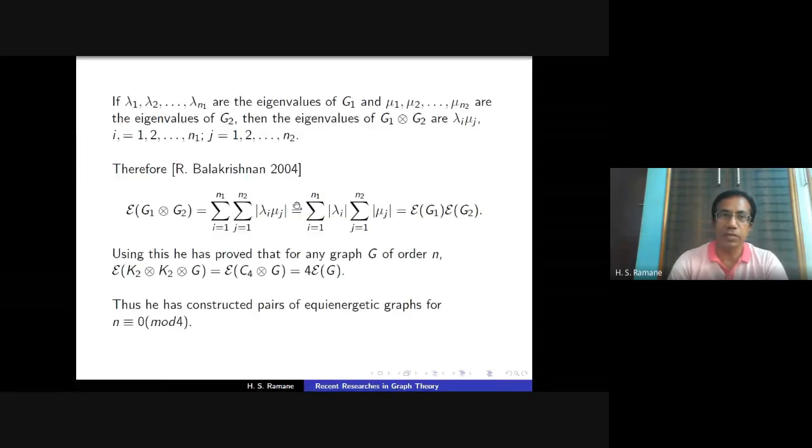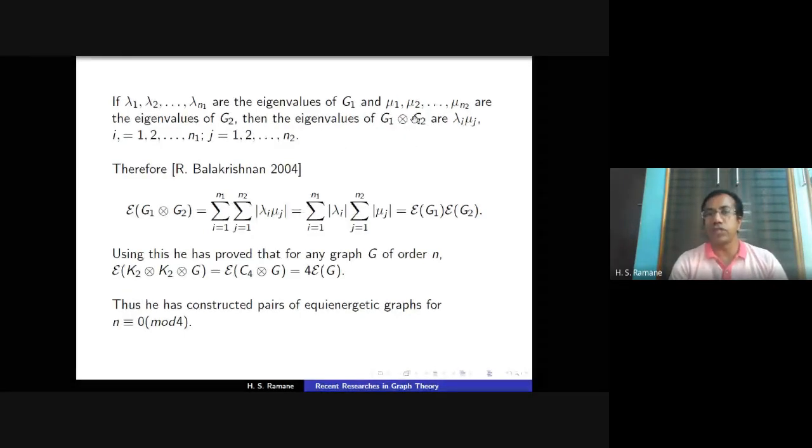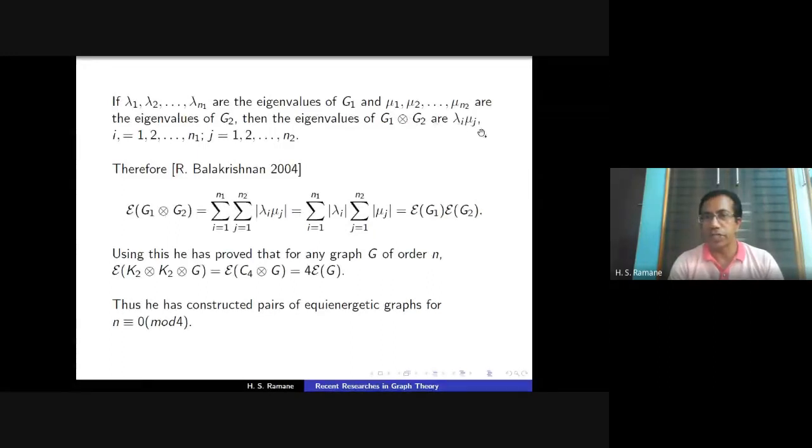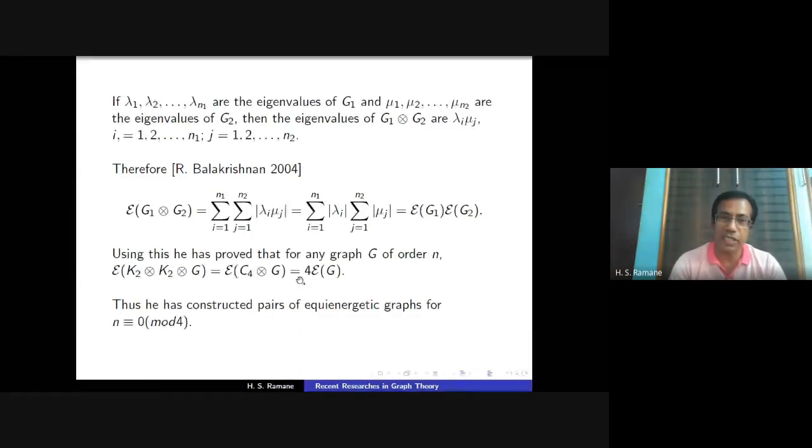From this, if lambda 1, lambda 2, up to lambda n1 are the eigenvalues of G1, and mu 1, mu 2, up to mu n2 are the eigenvalues of another graph G2, then the eigenvalues of their tensor product are lambda i times mu j. From this, Bapat and Pati in 2004 obtained that the energy of the tensor product of G1 and G2 is the energy of G1 times the energy of G2. So the energy of K2 cross G and of C4 cross G is 4 times the energy of G. These two graphs are different, and since K2 and C4 have different spectra they are not cospectral, but the energy is the same, 4 times the energy of G.